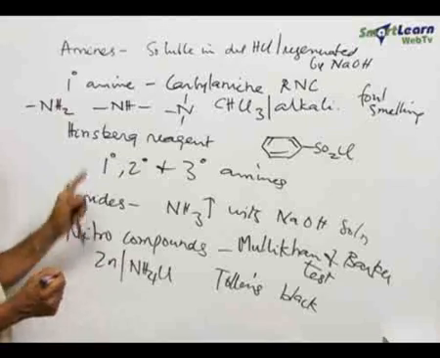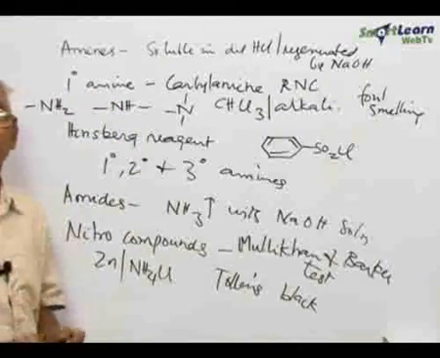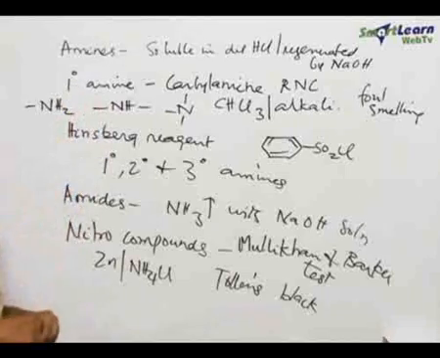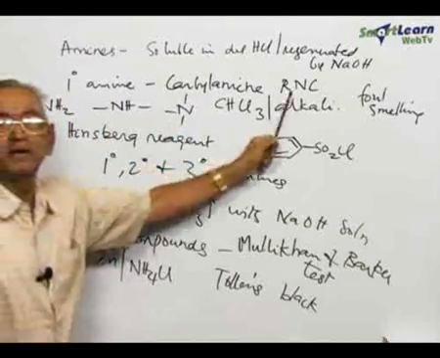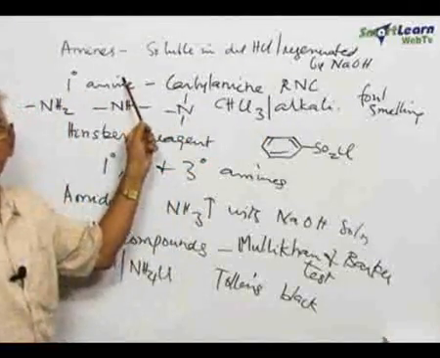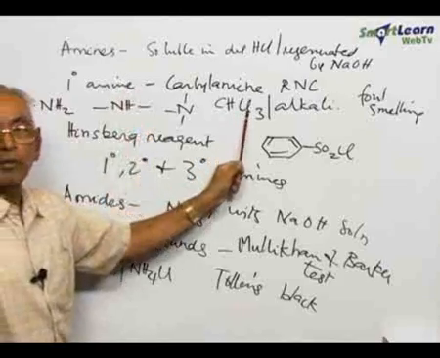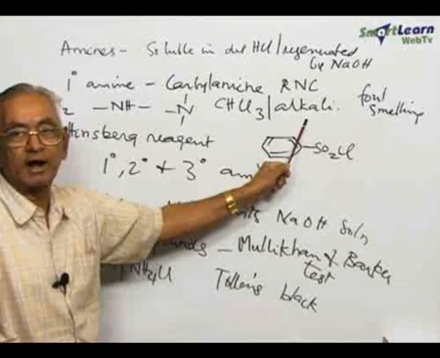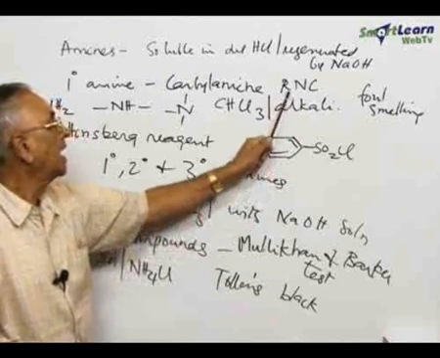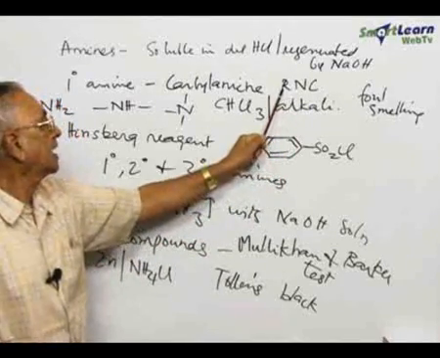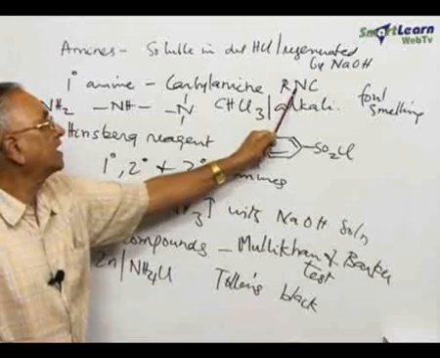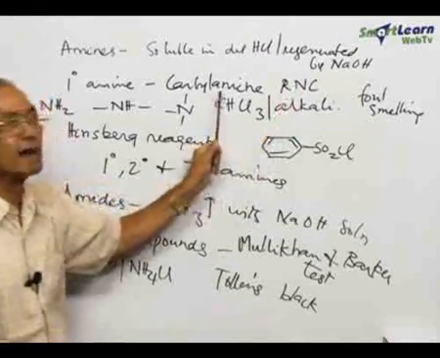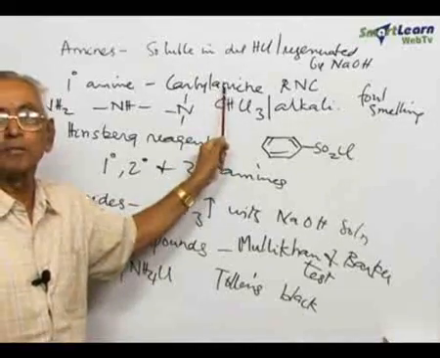There is a very important test for an aromatic primary amine, or for any primary amine, which is known as the carbylamine reaction. A primary amine on treatment with chloroform and a strong base like sodium hydroxide or potassium hydroxide will produce a substance known as alkyl or aryl isocyanide, RNC, a foul smelling isocyanide. This is known as the carbylamine reaction.